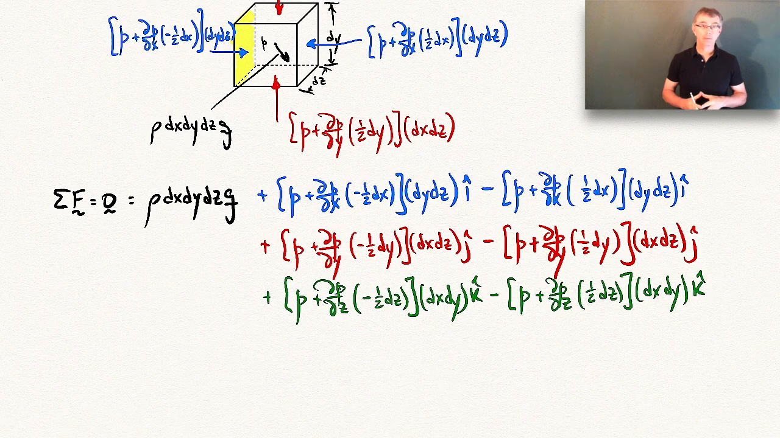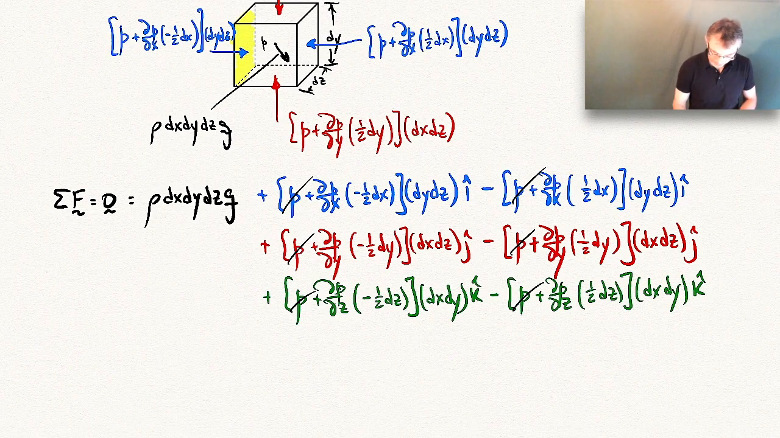Now, we're going to simplify this, and you can see right away that there are certain terms that simplify. For example, the pressure term, this P will cancel out with that P because it's going to be P times dy dz minus P times dy dz, all in the I hat direction. So those will go away. Same sort of thing with these other pressures. So those will all cancel out. And then some other terms will add together.